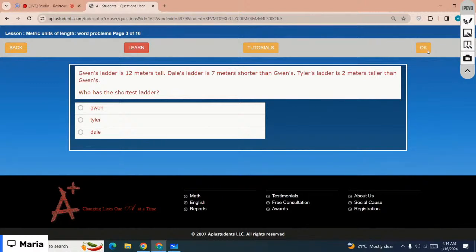Dale's ladder is the smallest one, right? The correct option is Dale's ladder, because you can see here Wen's is 12 meters tall. Dale's ladder is 7 meters shorter than Wen's, right? So Dale has the shorter one. The correct option is Dale.